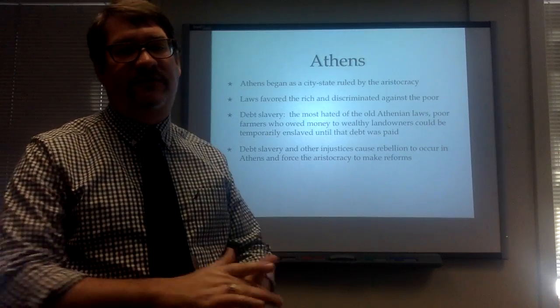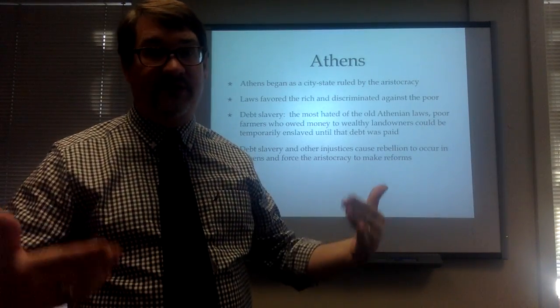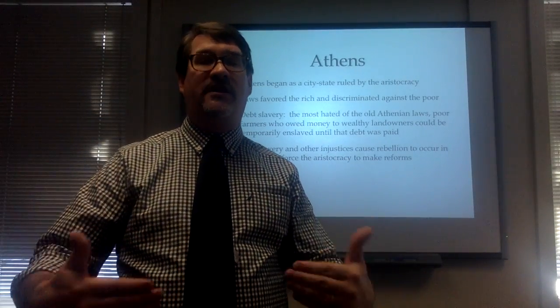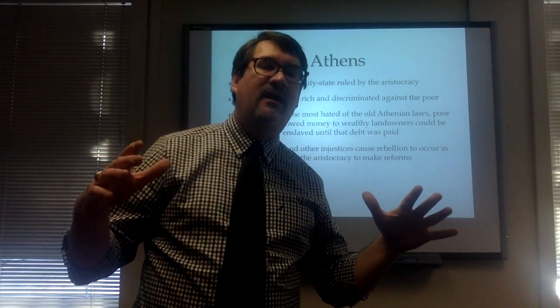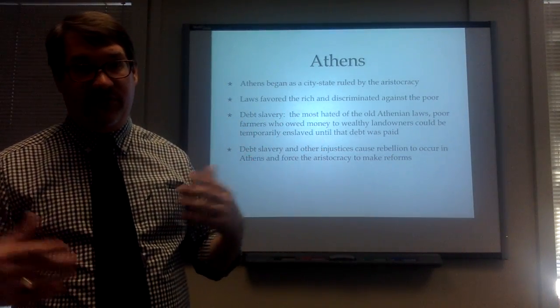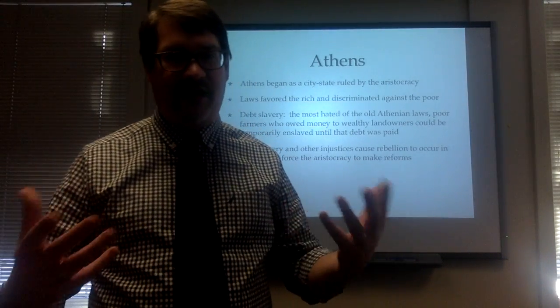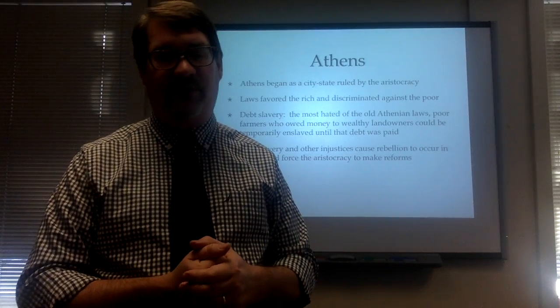Now, Athens is the first city we talk about. Athens was an old city. During the Bronze Age, there was an Athens. Athens began after it came out of the Bronze Age into the Iron Age as an aristocracy. So it was ruled by a group of families that were considered the noble families of the city, right? And when you have a city-state like this, it's not surprising that the laws would favor the wealthy. The laws would favor the rich people.